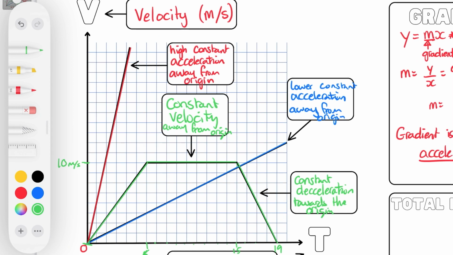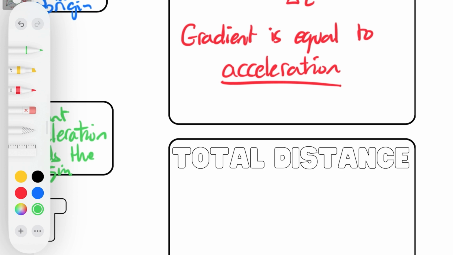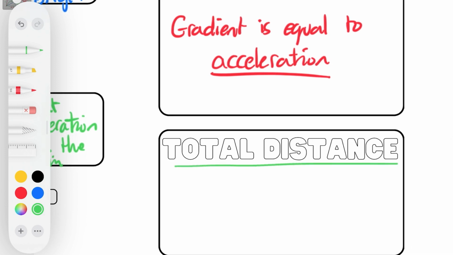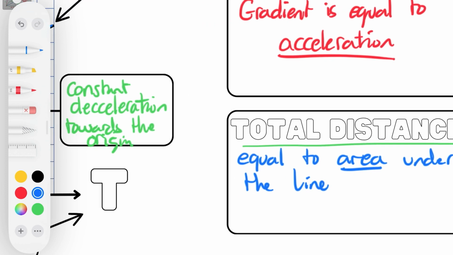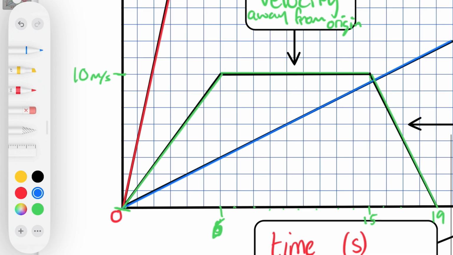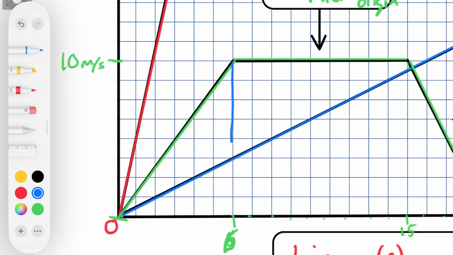Now the last thing is probably one of the most important things, and one of the things that the most marks are always thrown away on, and that is talk about total distance on a velocity time graph. Okay. Now total distance is equal to the area under the line. And what I mean by that is, let's just look at this section here.